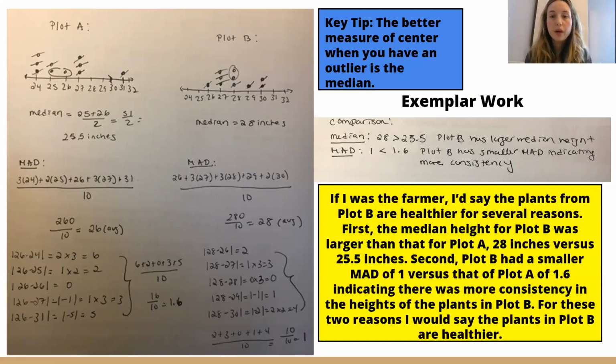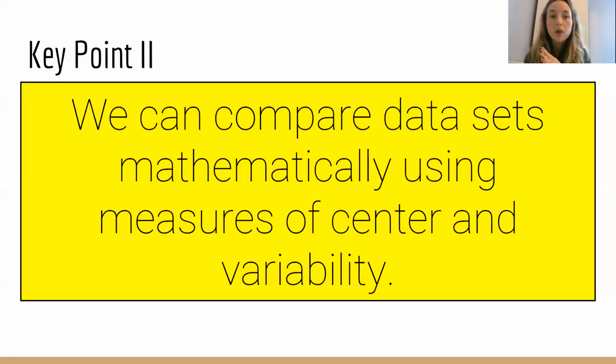And all of this work leads us to our second key point, which is that we can compare data sets mathematically using measures of center, such as mean and median, and measures of variability, such as MAD and overall range and IQR. So we have these two ways of comparing data now, visually and also mathematically.